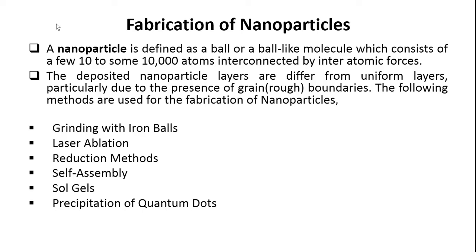Then the precipitation of quantum dots. How can quantum dots be fabricated? Quantum dots are fabricated just like nanoparticles. These dots are actually particle-size formations on the surface of the material. So these are all the important things which come under the fabrication of nanoparticles. Now we will discuss them one by one.